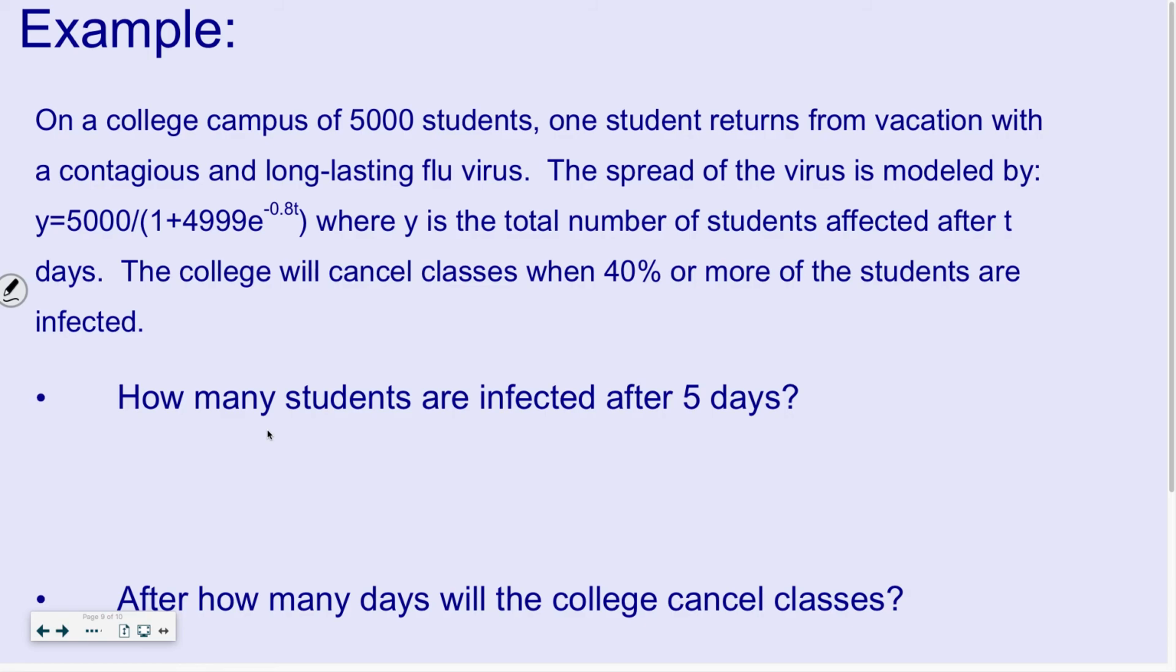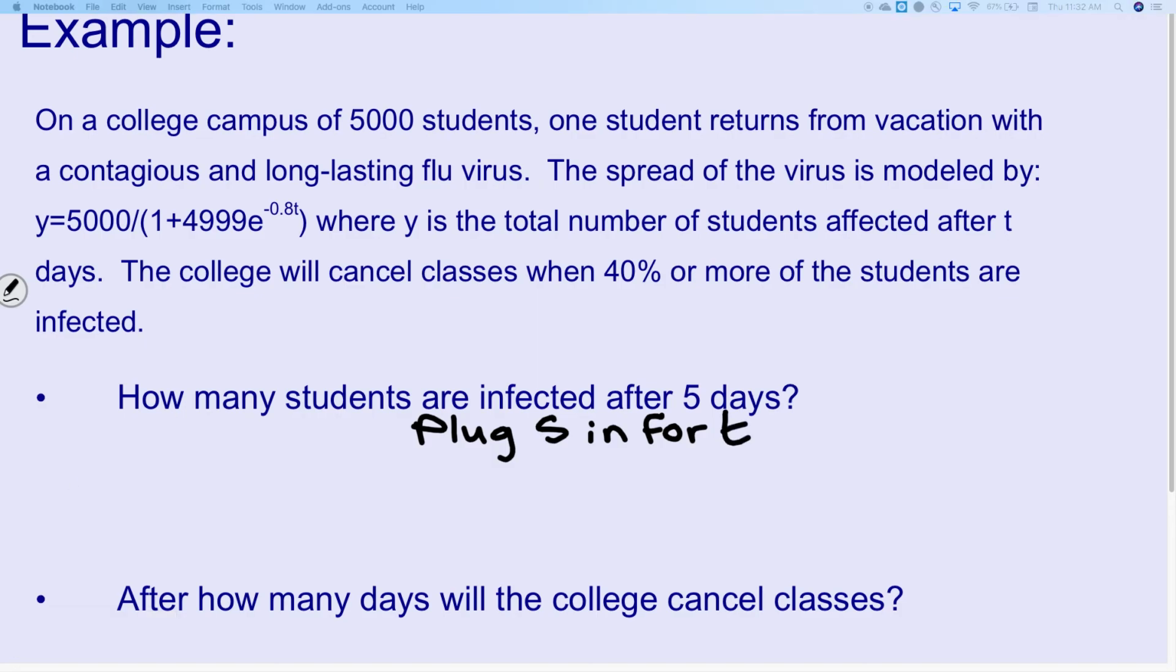And the college will cancel classes when 40% or more of the students are infected. So how would you figure out how many students are infected after 5 days? Plug 5 in for t. I can tell you what that will be. Let me see if I can pull that up real quick. If you want to practice it later, it should be 54 students.